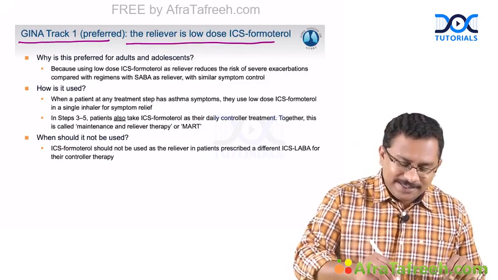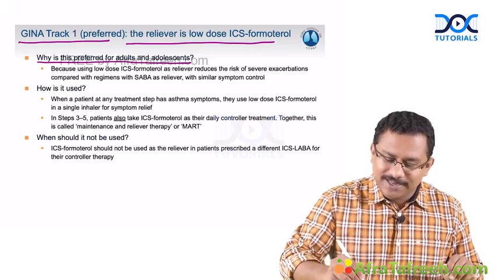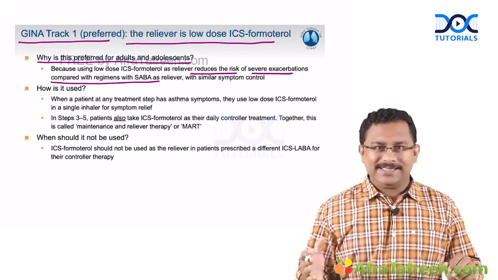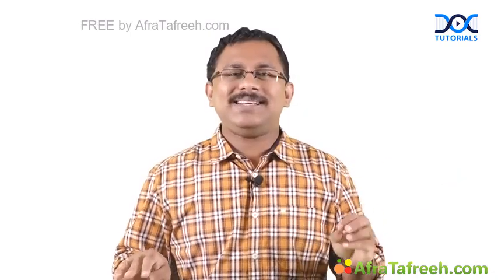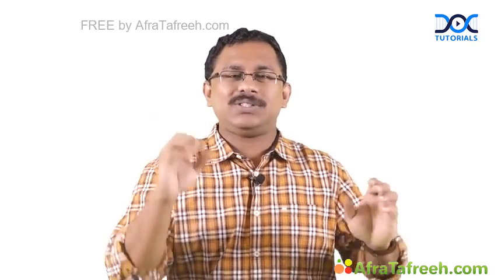The question is, why is this preferred in adults and adolescents? Because it reduces the risk of severe exacerbations compared with SABA as the reliever. A head-on comparison between low-dose ICS formoterol versus SABA shows that when you use ICS formoterol as the reliever therapy, severe exacerbations are decreased.